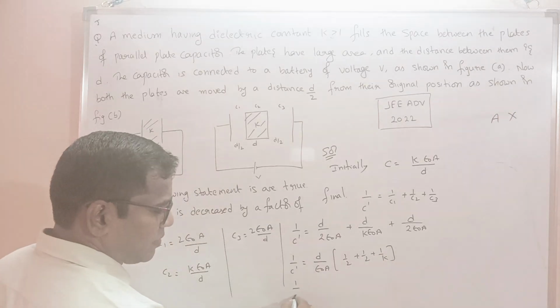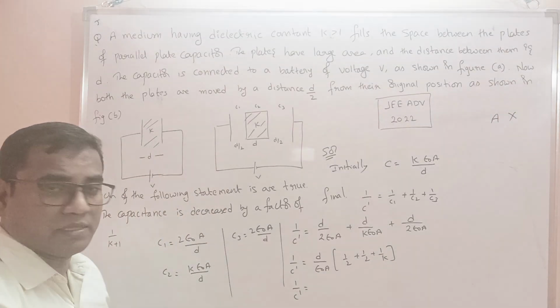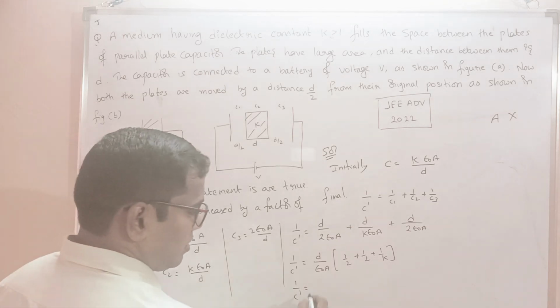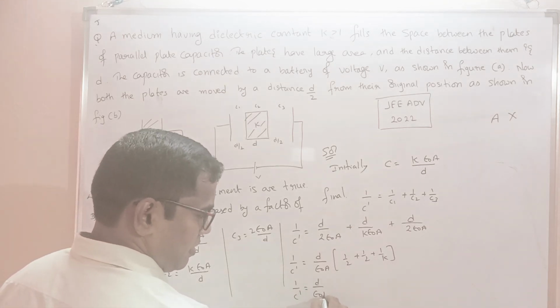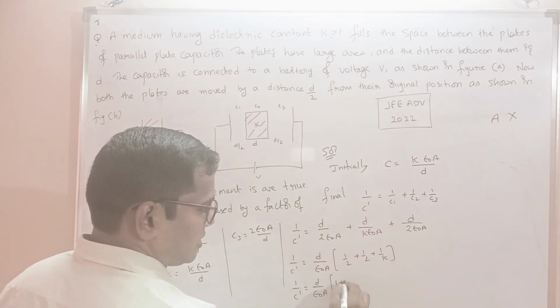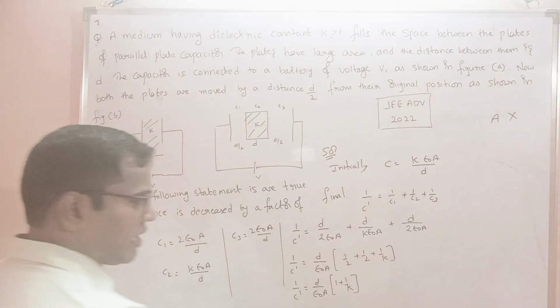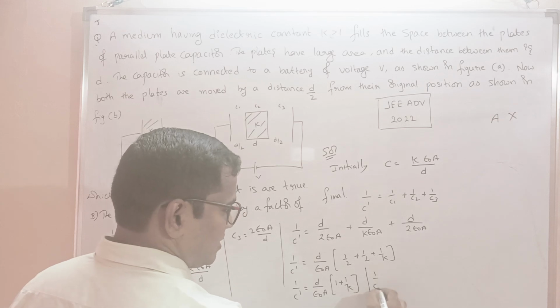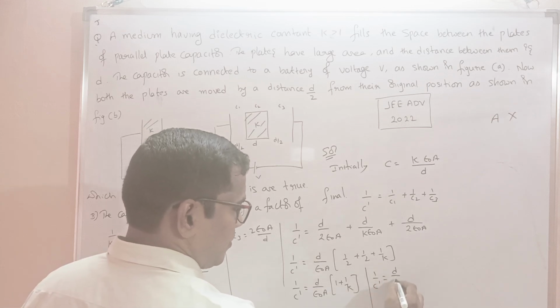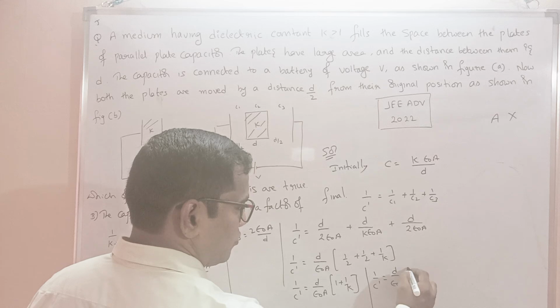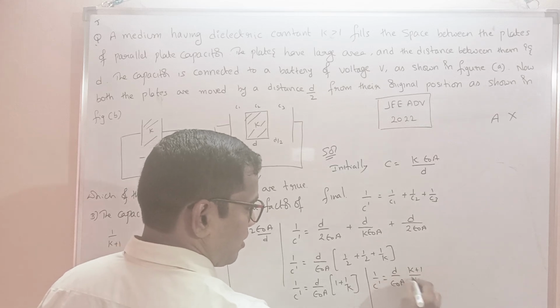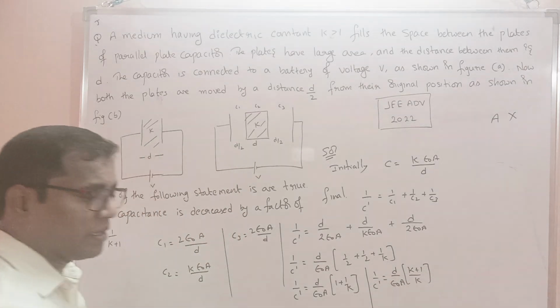So 1 by C dash can be written as D by epsilon naught A into 1 plus 1 by k. If you want to write further, 1 by C dash can be written as D by epsilon naught A into k plus 1 by k.